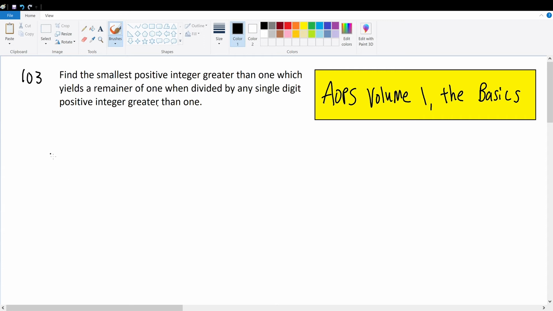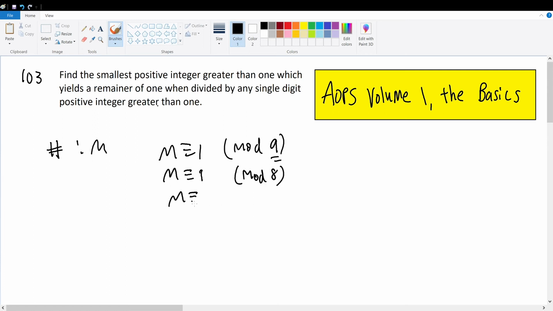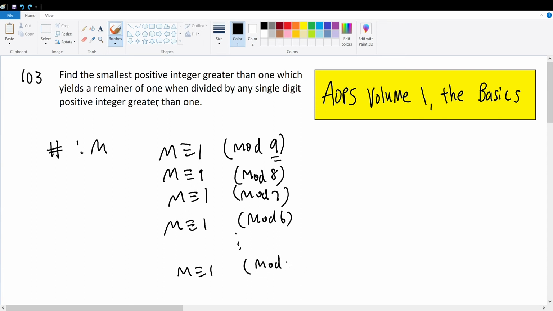So let's call the smallest integer, well, that's a terrible m. Let's call this integer n. Therefore, n must give a remainder of 1 when divided by any single digit positive integer greater than 1. So they're single digit and they're greater than 1. So mod 9 is the greatest single digit, all the way down to mod 2, which is the lowest digit greater than 1. So n must be congruent to 1 mod 8, n must be congruent to 1 mod 7, n must be congruent to 1 mod 6, and this goes on until n is congruent to 1 mod 2.